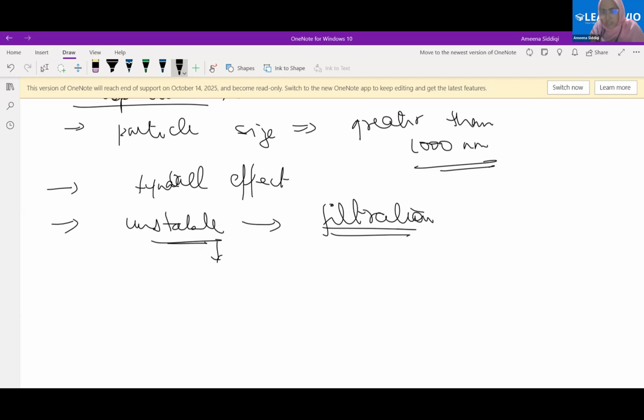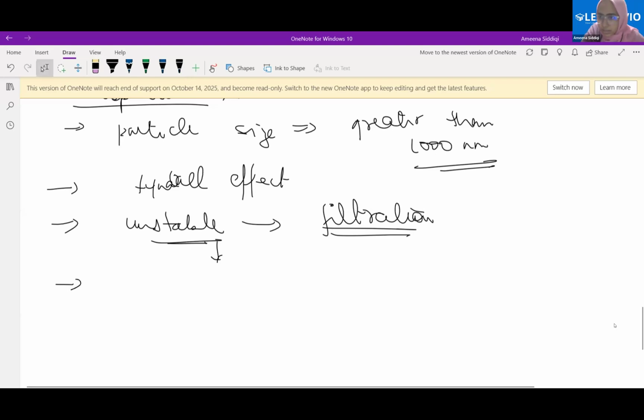If they're left undisturbed for some time, they separate out into the components: sand settles down at the bottom, water is at the top. Then we cannot call that a suspension because they have been separated out into the components. That is the only point, fine. The next point is that they are unstable, so we have covered all the points here.